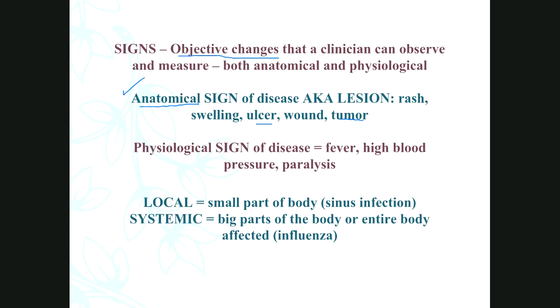Physiological signs are signs that you can measure or prove. So you can measure fever, you can measure high blood pressure. Also, a local sign would be a small part of the body, for example, a sinus infection, versus a systemic disease will travel. For example, an influenza. They'll have a temperature, their nose will be running, they'll have like body aches. So there's a difference between local and systemic.